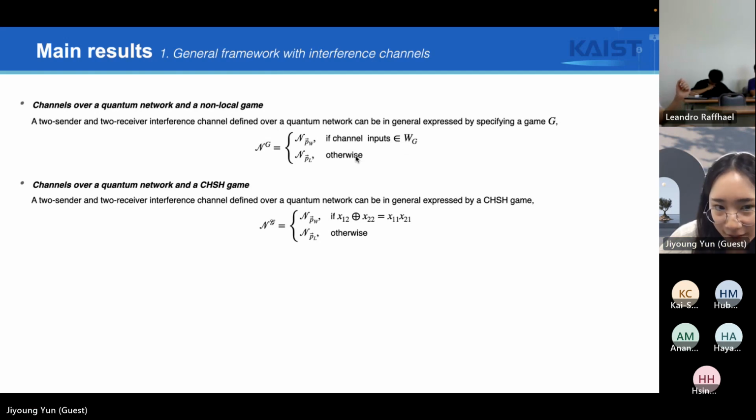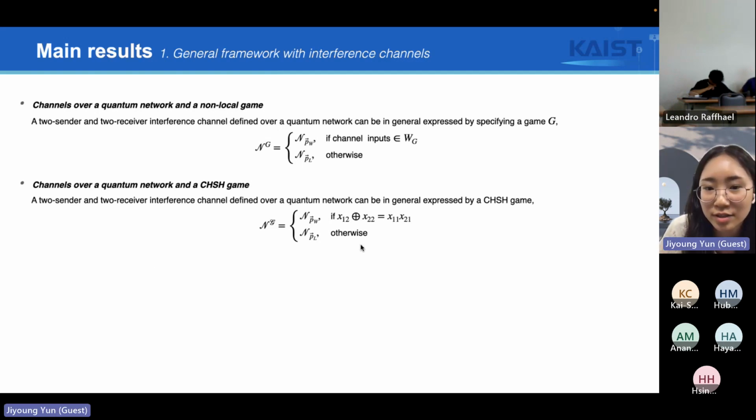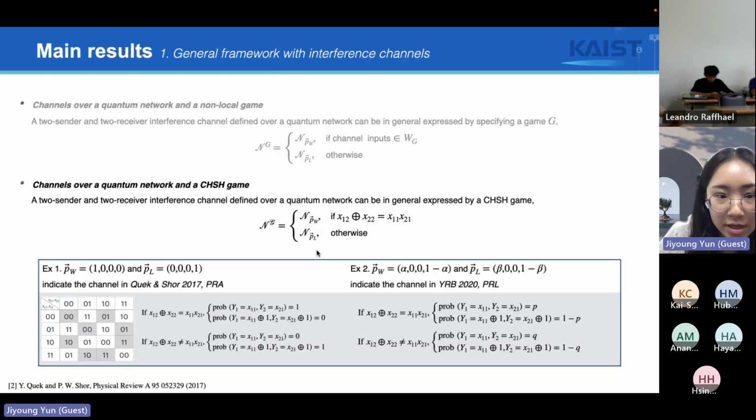Oh, okay. So from now on, I will consider the channel depends on the CHSH game. So if the 4 inputs are in the CHSH game, then we can define some channel vector, and otherwise we can define the other channel vector.